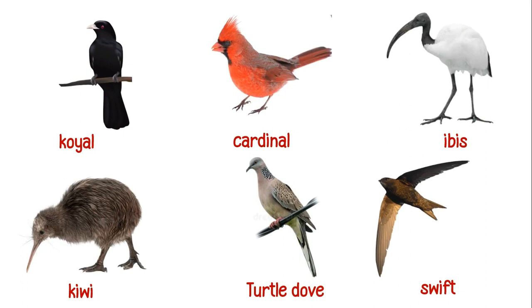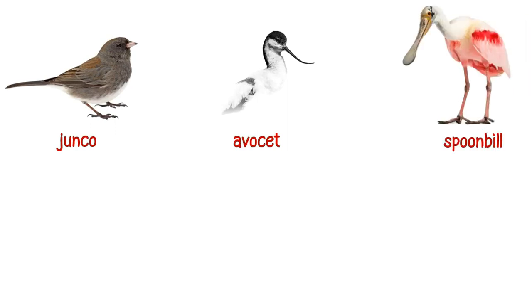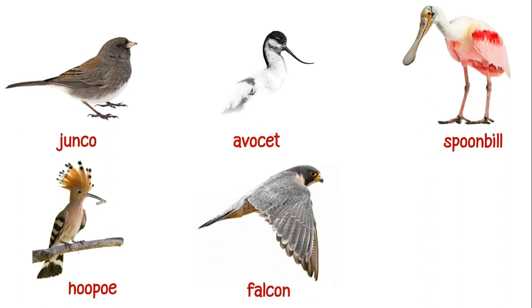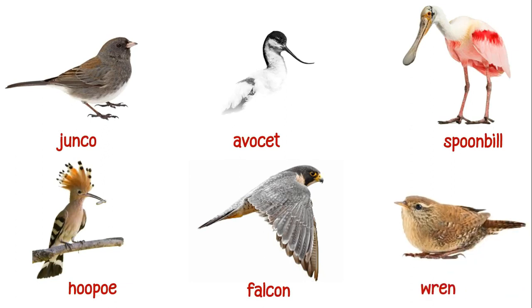This is a swift. This is a junco. This is an avocet. This is a spoonbill. This is a hoopoe. This is a falcon. This is a wren.